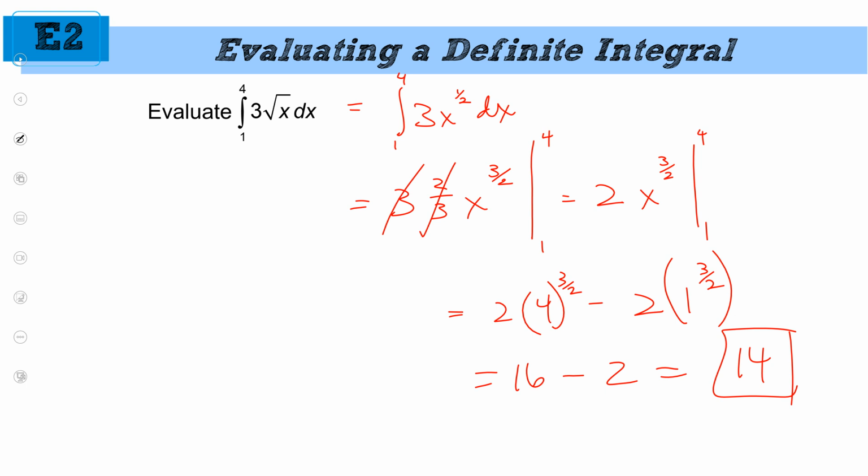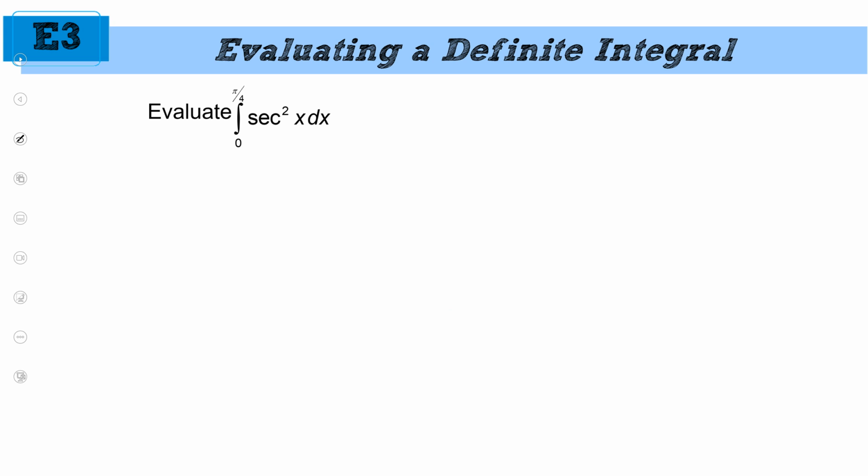Sorry. How would you make it more interesting? Put a trig problem in there. All right, go. This, of course, is predicated under the idea that you remember what the antiderivative of secant squared is.